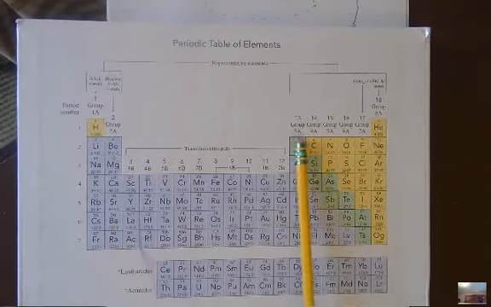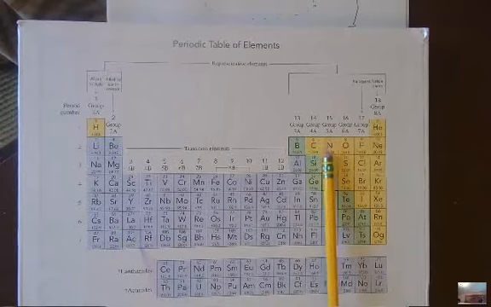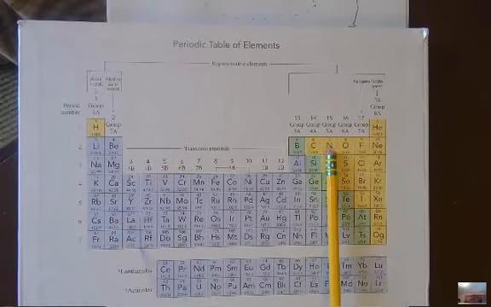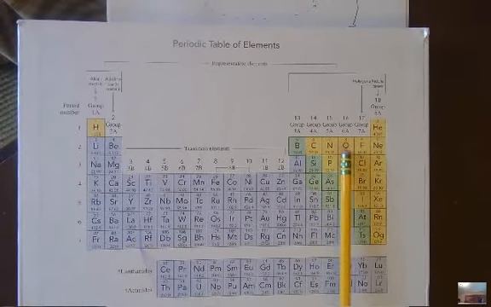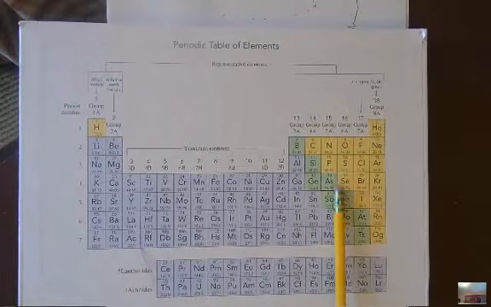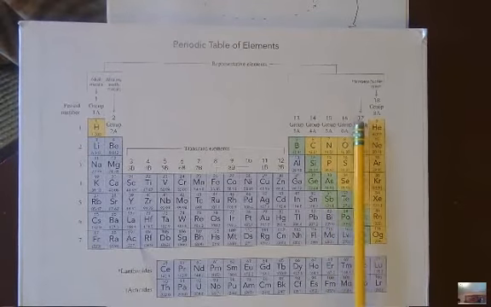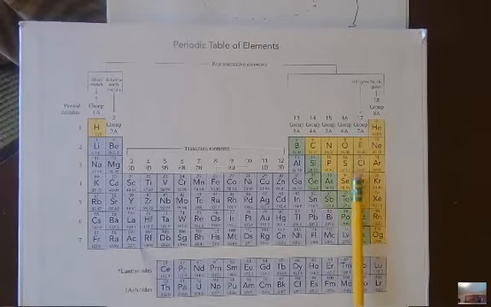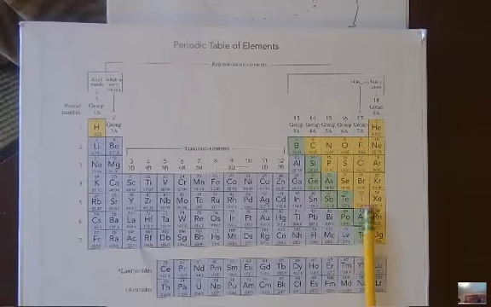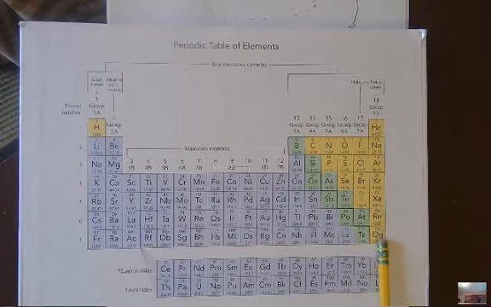Again, 1, 2, 3, 4, 5. How many valence electrons does nitrogen have to participate in bonding? 5. How many does oxygen have? 6. How many does tellurium have? 6. Everyone in this column has 6. Okay, group 16. Then group 17, the halogens, they all have 7. They're 1 away from happiness. 8 is happiness. These guys all have 8 already.